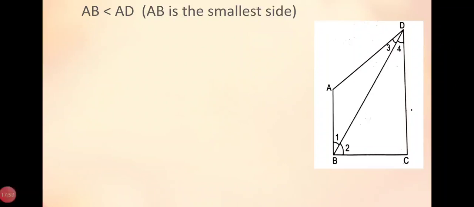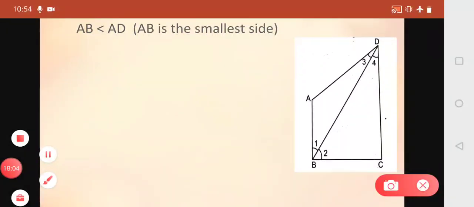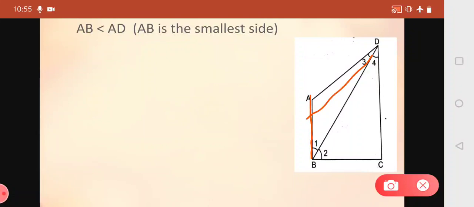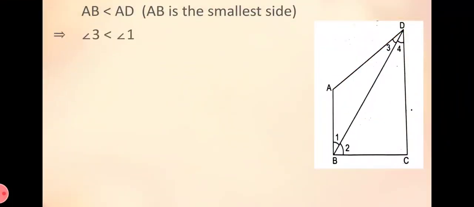Now in triangle ABD, AB is less than AD. Why? Because again it is given that AB is the smallest side of the quadrilateral. Now the opposite angle of AB, this is our side AB, will be angle 3. Similarly the opposite angle of side AD will be angle 1. So we write angle 3 is less than angle 1, or we can also write angle 1 is greater than angle 3. Let it be number 1.